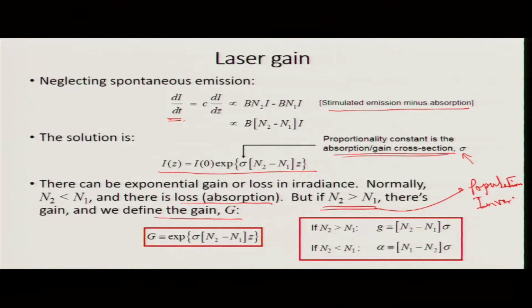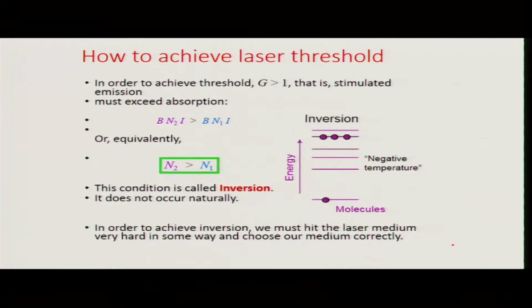So, in terms of laser, the idea of population inversion is critical. So, how to achieve this laser threshold, which means that we would like to have inversion. In order to achieve the threshold where my gain is greater than 1, that is stimulated emission must exceed absorption, we have to have this satisfied.